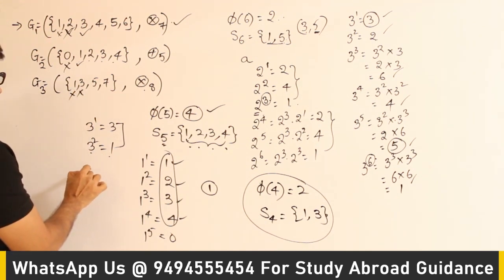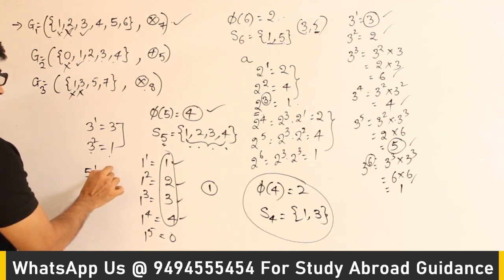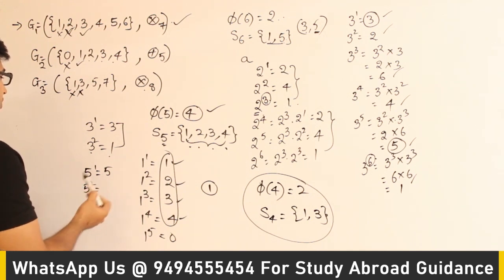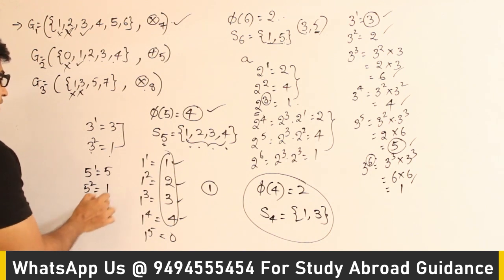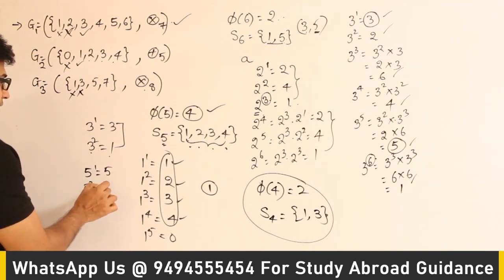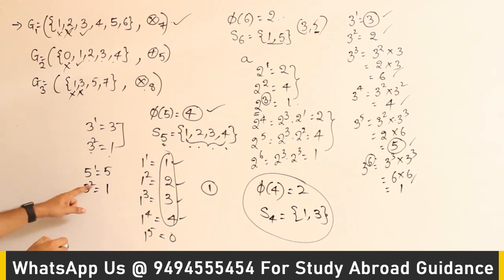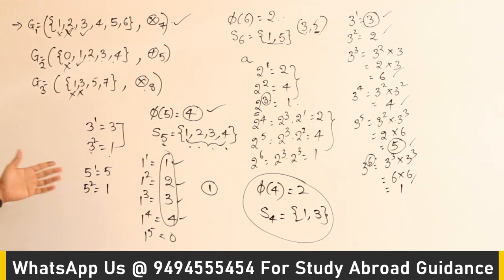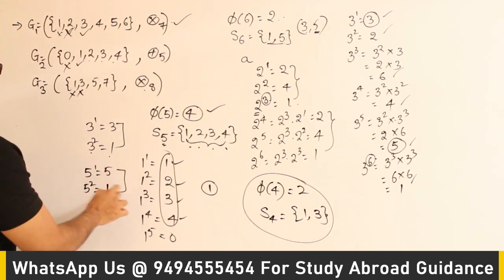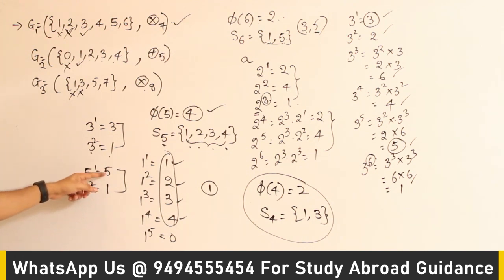What about 5? 5 power 1 is 5 and 5 power 2 is 25 and 1. So again here also we got directly the order of this element happened to be 2. If this had to be a generator, the order should be 4, but order is just 2, therefore it cannot be a generator. Same reason, right? Even if you repeat it, you will get 5 1, so you cannot get all the other elements.